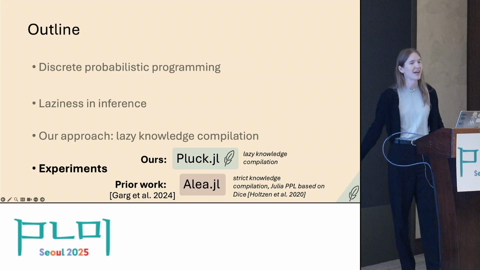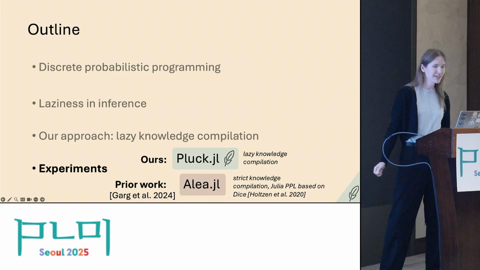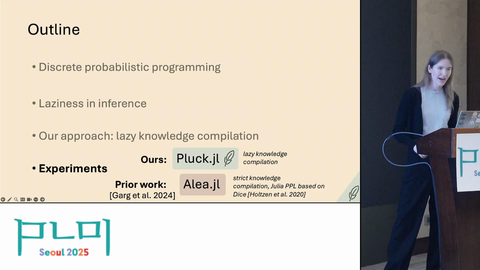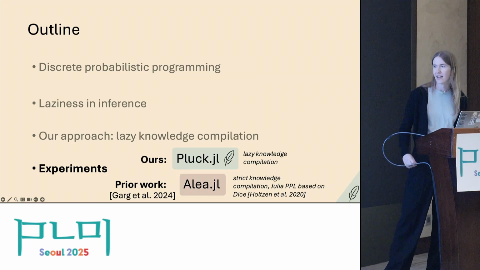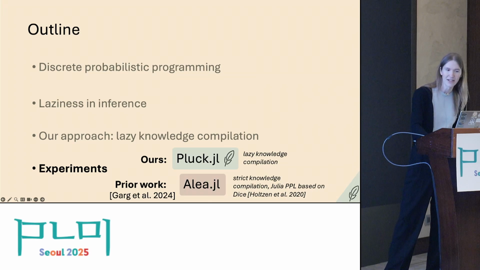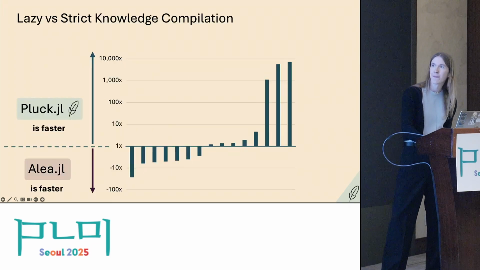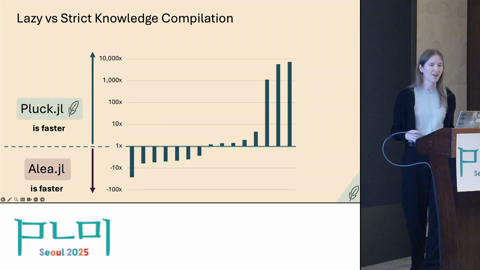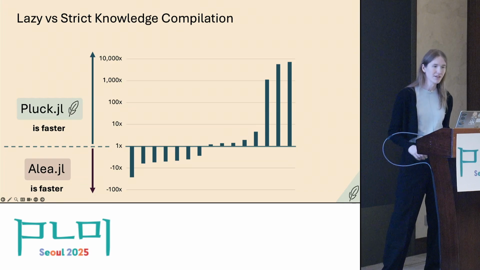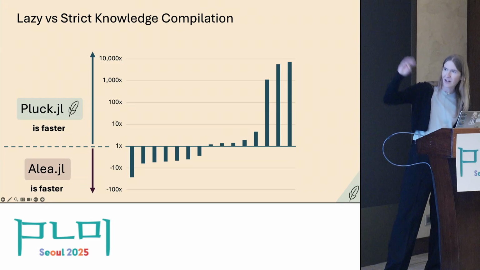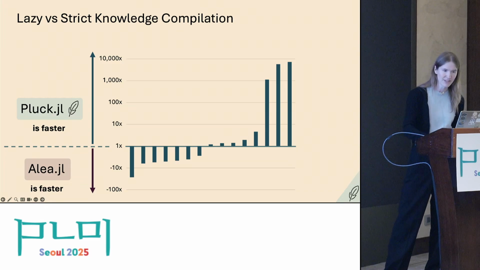So what does this all buy us? Well, we've implemented lazy knowledge compilation in Julia in an open source language called Pluck, and we'll compare it to Alia, a Julia implementation of strict knowledge compilation based on the DICE language. Now, the first question that we're going to ask is, how do these approaches compare on classic benchmarks from the literature? So here's a log scale graph showing the ratio of runtimes of Pluck to Alia. Anything above the dotted line is Pluck doing better, and below is Alia.